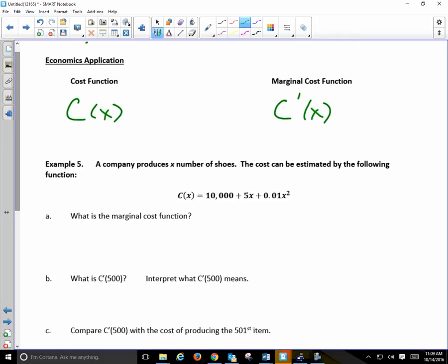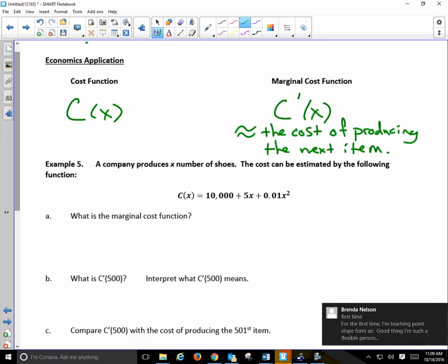The marginal cost function is approximately the cost of producing the next item. So for example, suppose it costs me $20 to produce the first pair of shoes. Hopefully, the cost of producing the 1,001st pair of shoes is maybe around, say, 12 bucks. Hopefully, I've lowered my marginal cost.